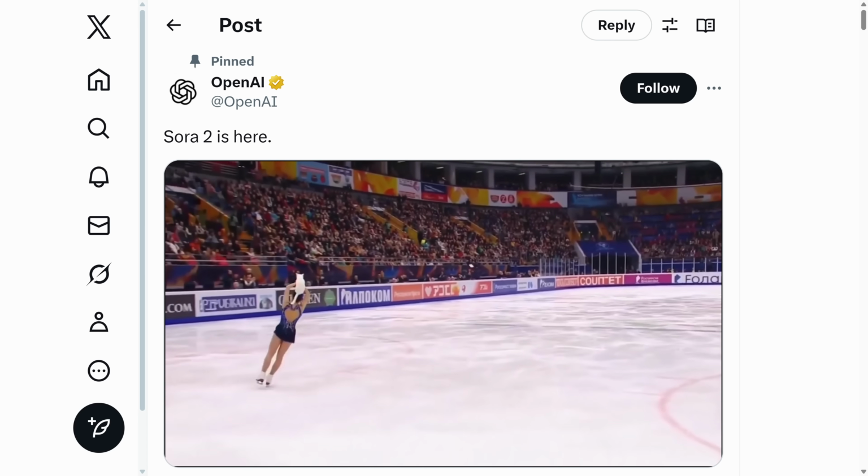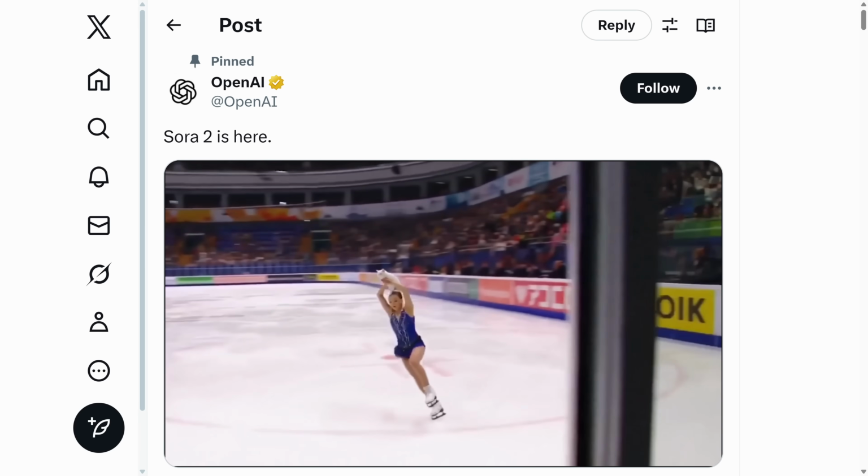Hey guys, it's Sasha. The hype around AI exploded this week as OpenAI released Sora 2, its latest video generation tool. Tech bros and AI fans began dribbling all over their keyboards as they sang praises on Twitter.